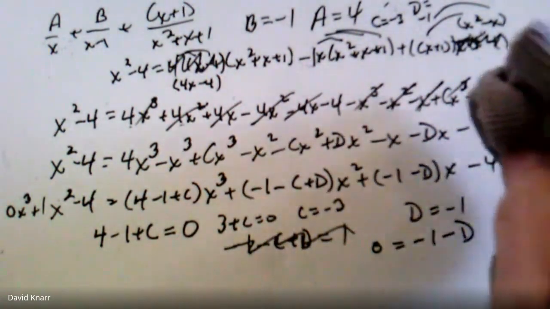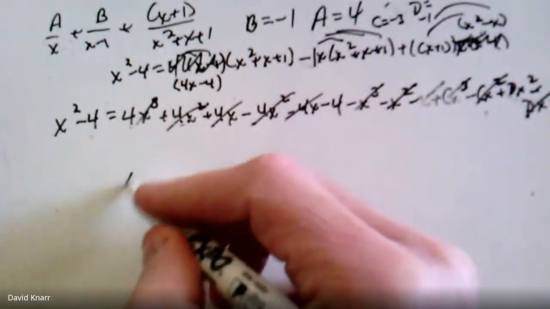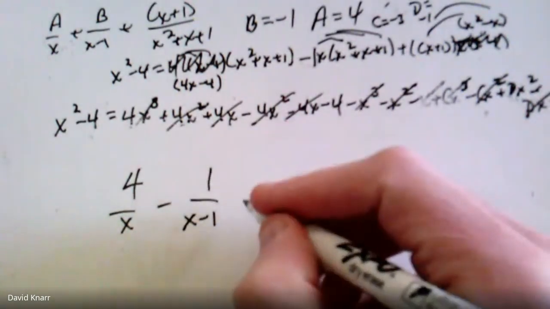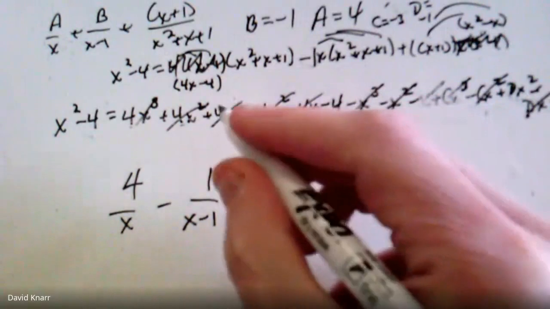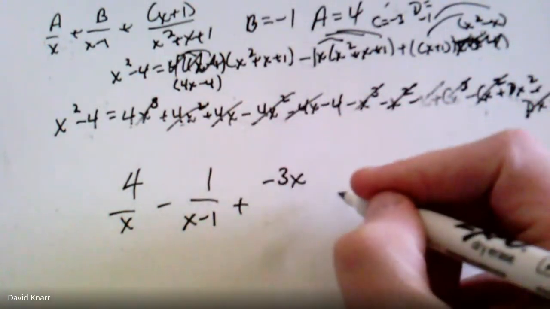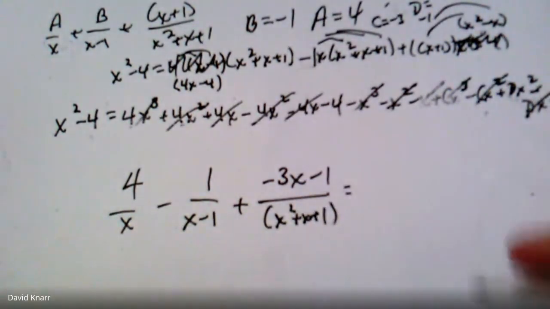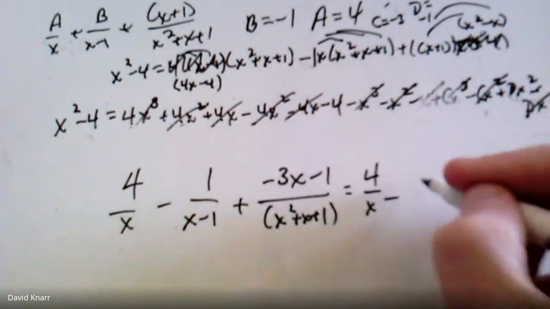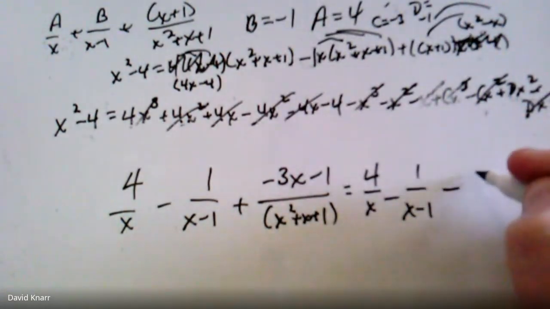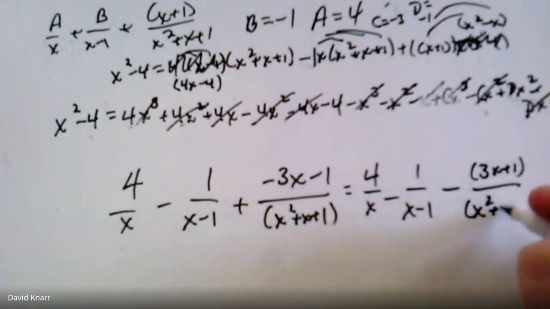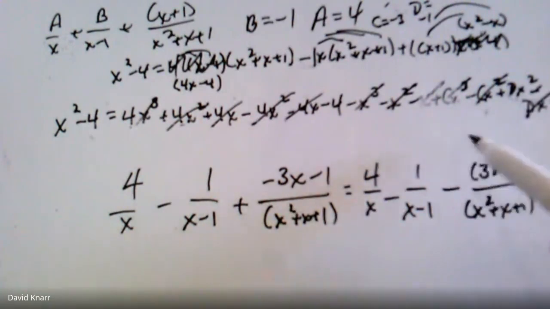We can write our final answer, which will be 4 over x minus 1, plus c is negative 3x, d is negative 1, over x squared plus x plus 1. And then if you'd like, since they're both negative, you could take the negative out and put it in the front and write 3x plus 1 on the top, over x squared plus x plus 1. And this is the correct answer.